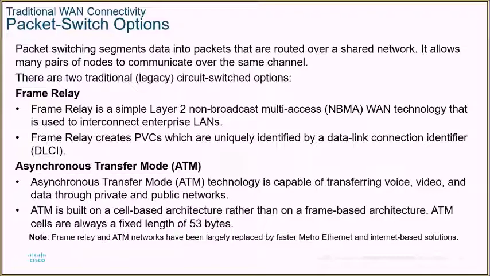ATM, or asynchronous transfer mode, is capable of transferring voice, video, and data through private and public networks. ATM is built on a cell-based architecture rather than frame-based. ATM cells are always a fixed length of 53 bytes. Now, ATM was designed by telephone companies, and it's very good for doing voice. The problem is, it's not all that great at doing data because 53 byte cells is not very big. Most of our frame sizes are around 1500, so you have to chop the frames into cells before you can transfer them, and it adds a lot of extra overhead. So frame relay and ATM have been largely replaced by faster Metro Ethernet and Internet-based solutions.